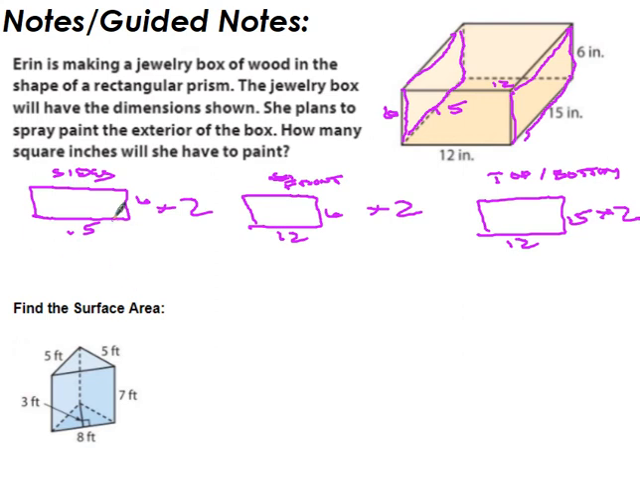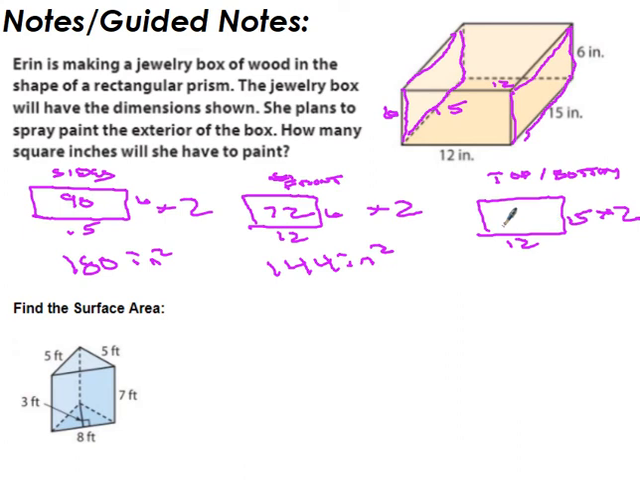Rectangle is just length times width. So I'm going to multiply 15 by 6, which is 90. 90 times 2 is 180 inches squared. Same thing over here. This is going to give me 72 because 12 times 6 is 72. Multiply that by 2, I get 144 inches squared.